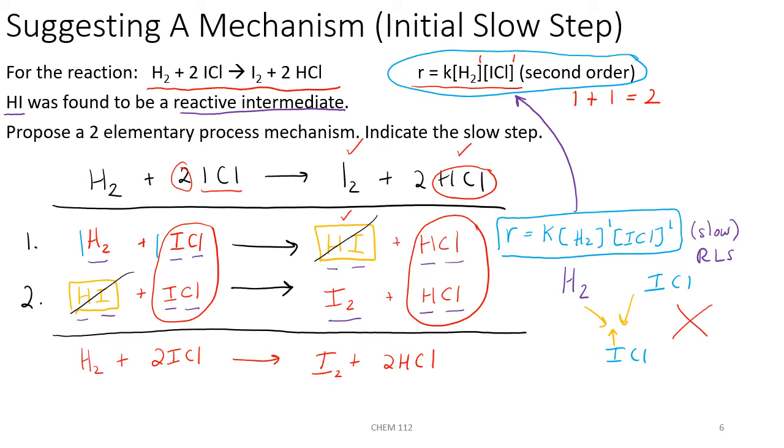We can see that the overall rate of this reaction, based upon the rate law of the overall reaction, is dependent upon step number 1, which is why those two match. So when your overall rate law matches the individual rate law for step number 1, you can say that step number 1 is going to be your rate limiting step or your slow step.